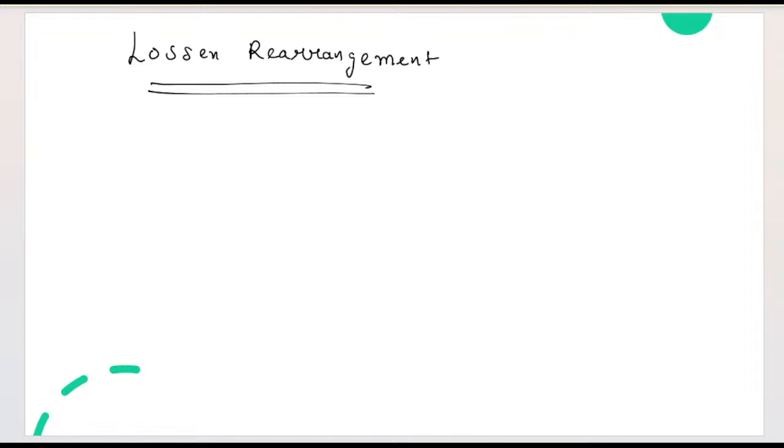Last one, Lossen rearrangement. And I'm using so much time for the explanation of these kinds of things. So obviously, for all of you, rearrangement is really important. Not the complete amine chapter, but all three.